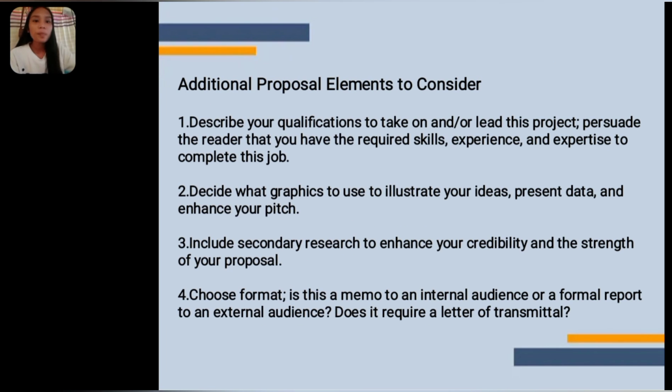Then, the additional proposal elements to consider: describe your qualifications to take on or lead this project. Persuade the reader that you have the required skills, experience, and expertise to complete this job. Then decide what topics to use to illustrate your ideas, present data, and enhance your pitch. Then include secondary research to enhance your credibility and the strength of your proposal. And last is choose format. Is this a memo to an internal audience or a formal report to an external audience? Does it require a letter of transmittal?